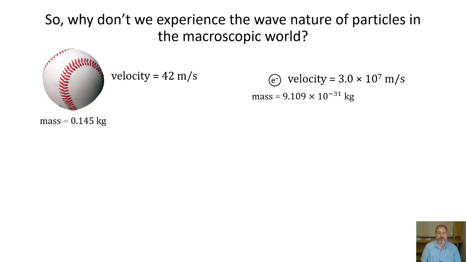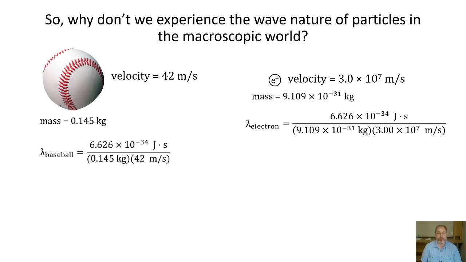So knowing the velocity and the mass of each of the particles, we can then calculate the de Broglie wavelength of the baseball and the de Broglie wavelength of the electron. And we calculate that the de Broglie wavelength of the baseball is 1.1 times 10 to the minus 34 meters, whereas the de Broglie wavelength of the electron is 2.42 times 10 to the minus 11 meters. Now let's compare the sizes of these two wavelengths. The de Broglie wavelength of the baseball is 10 to the minus 34.